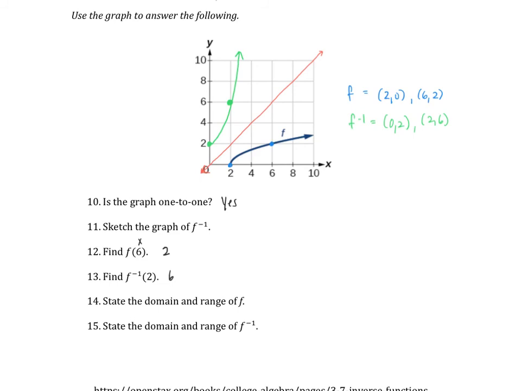Notice that these are opposite values, right? You have 2, 6, 2. If you have a 2, then you have to have a 6. Those go together.